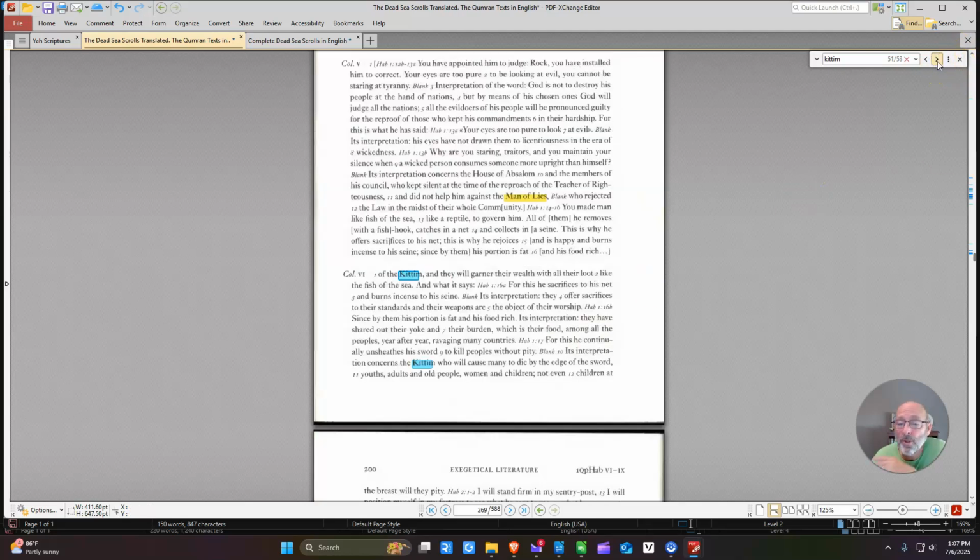No identification there, just details again. Of the Kittim, and they will garner their wealth with all their loot, like the fish of the sea. I believe this had to do with Rome gathering up the loot of the last priests. It might say it elsewhere here. It concerns a Kittim who will cause many to die by the edge of the sword. Okay.